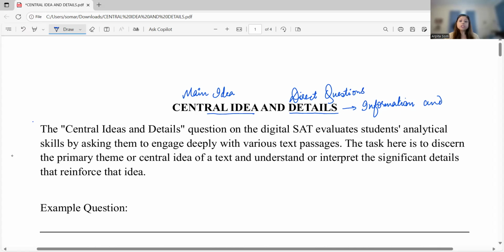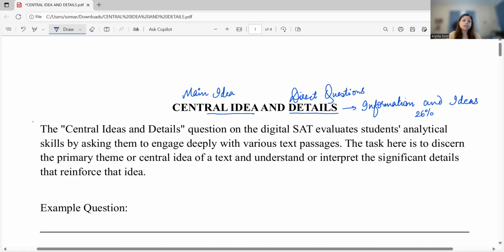Okay. Why do you need to know the domains? That's the most important question. You should know the domains because only then you would know what is the weightage of the question. So information and ideas has almost around 26% of the entire weightage. Okay. And here we are going to focus on extracting information out of the text.